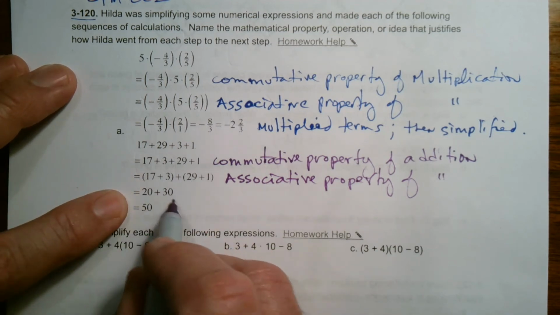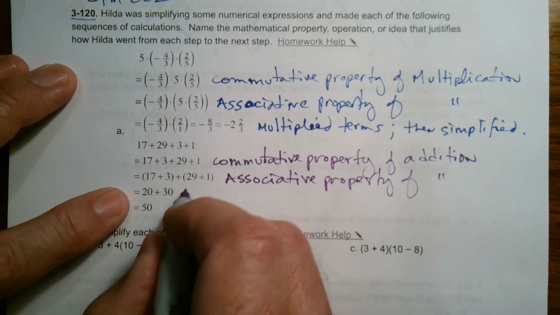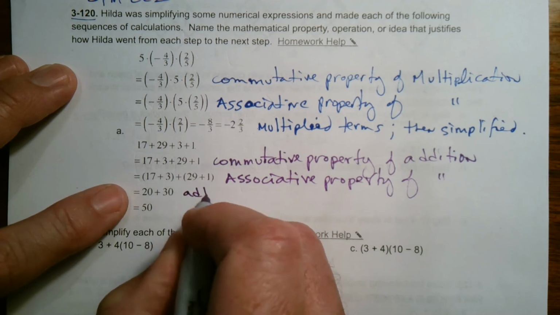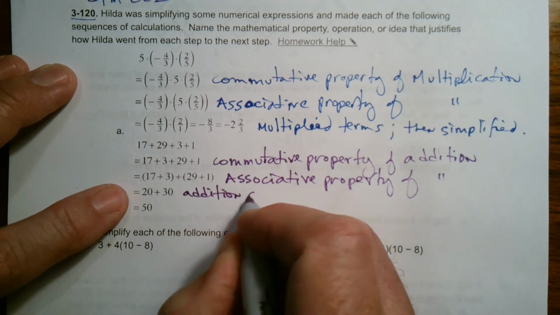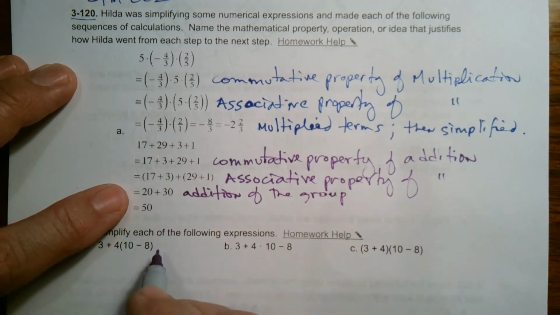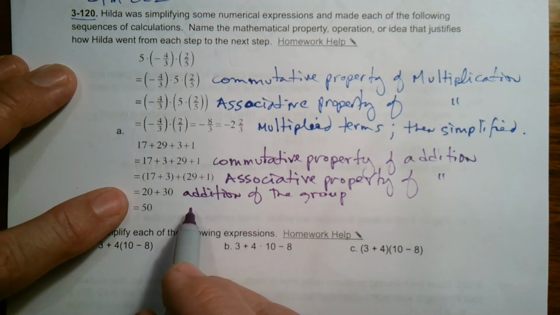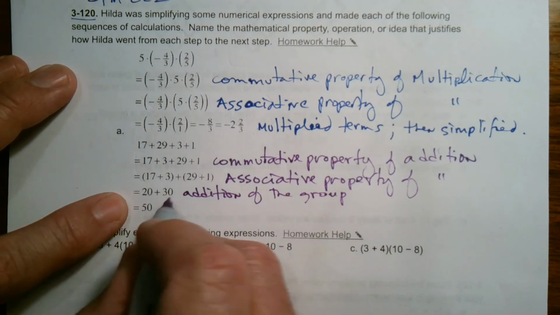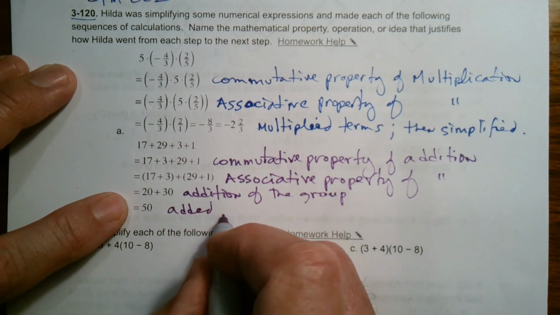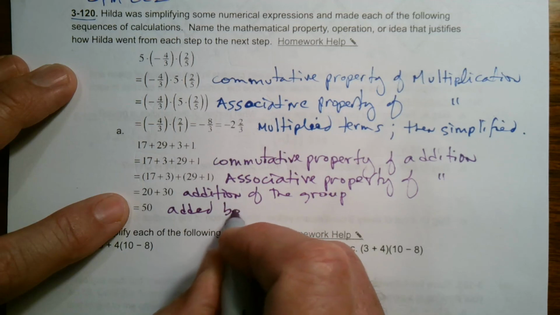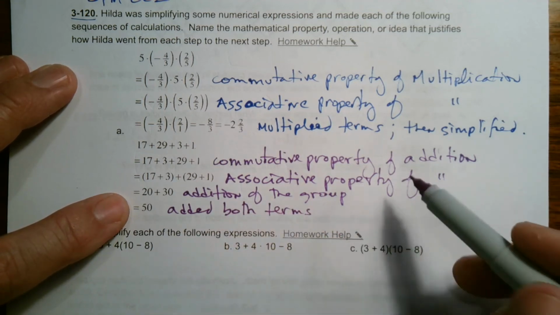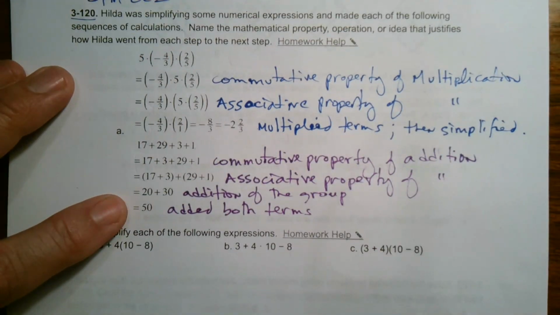Then my last step, from here to here, what occurred was the addition of the groups. I'll write that because we're taking those two groups and adding them. The last thing, from here to here, 20 plus 30, we just added both terms. Okay, so those are the steps that explain what Hilda did in each of those problems.